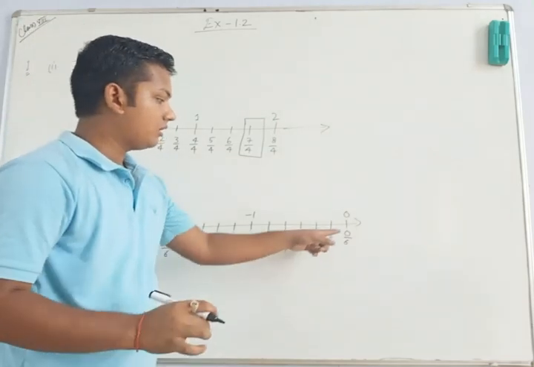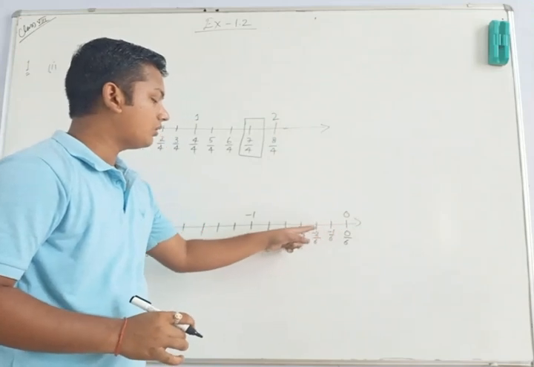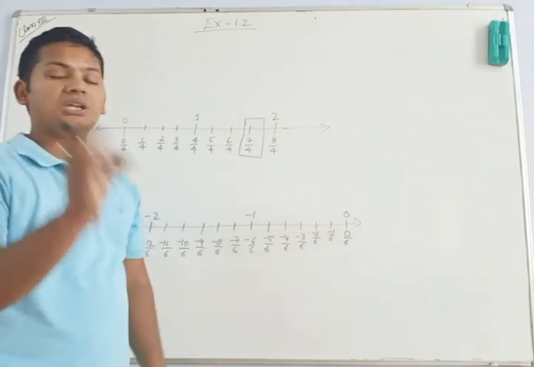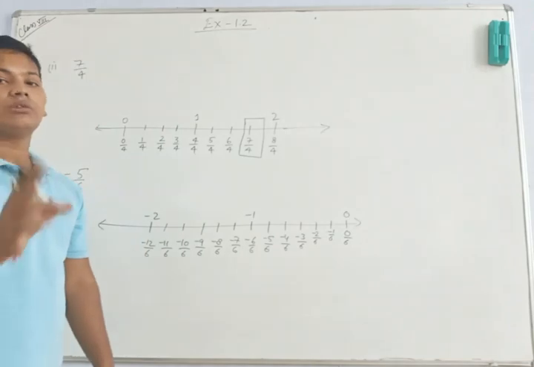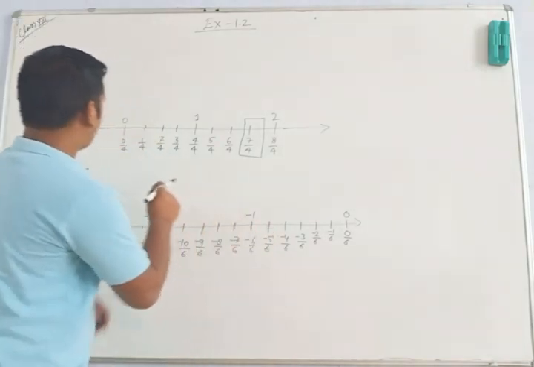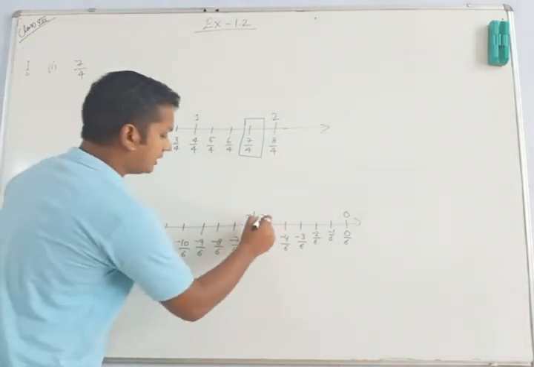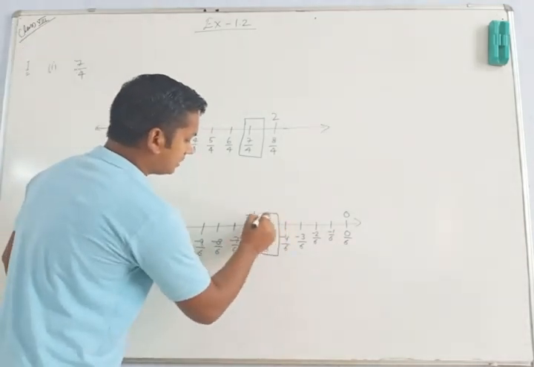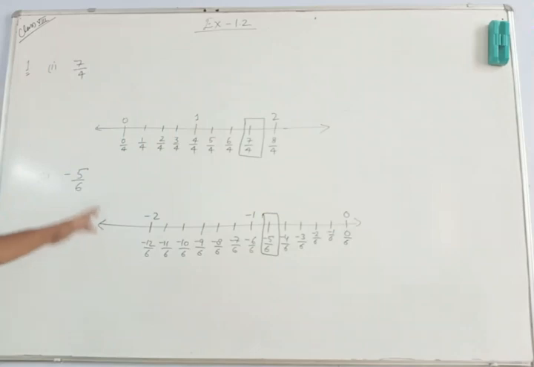Mind it again that the gap between all these sections should be equal, so do it with the help of your scale. Now what do we have to find out? Minus 5 upon 6. So we will be highlighting that one section. So it is minus 5 upon 6. So this is the end of the first question.